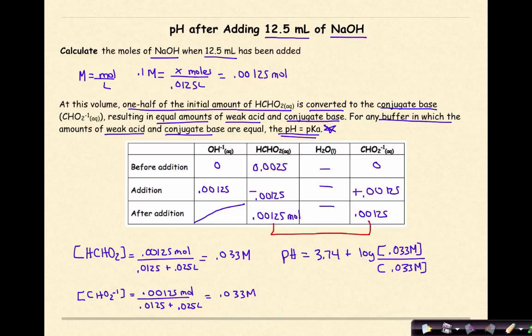And you might be saying to yourself, oh, look at it, Dr. English. You know, the log of any number over itself is going to be 1, and the log of 1 is 0. And I'd say, hey, you're right. So this is the situation where pH is equal to pKa. So the pH here is 3.74. And we'll just say that again. pH is equal to pKa where you are at half titration. This is the situation where you have equal amounts of weak acid and its conjugate base.